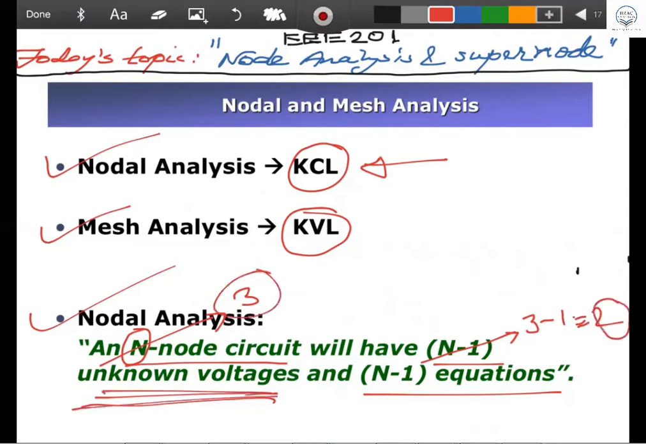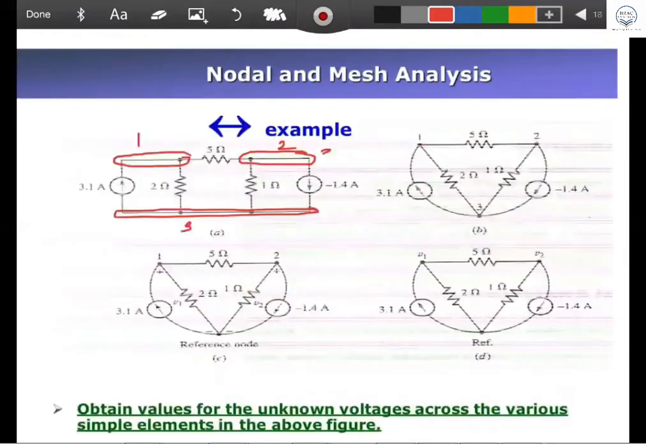Two unknown voltages. Now, if you go to that circuit again, what are the two unknown voltages? You look, there are two unknown voltages. One is this one, the V1 voltage here. Another one is the V2 voltage here. These are the two unknown voltages. N minus 1 is the two unknown voltages here.